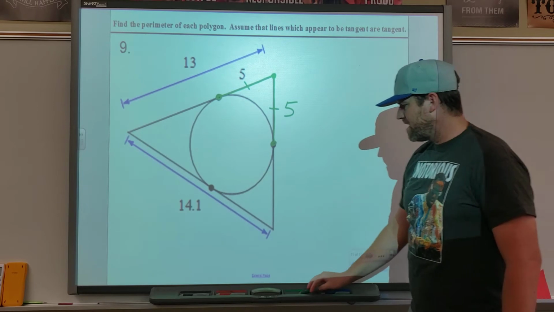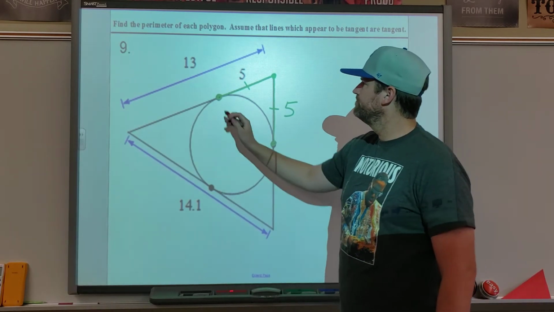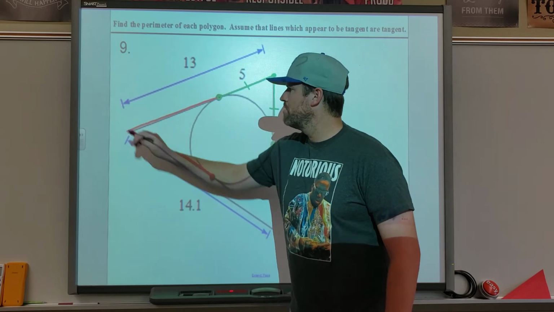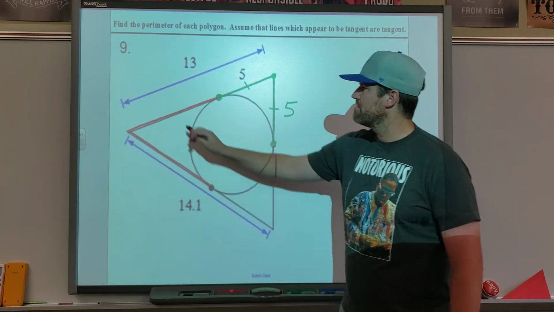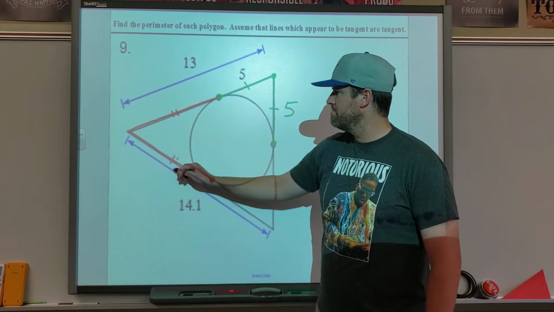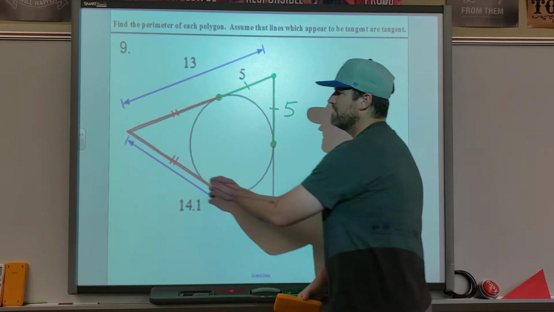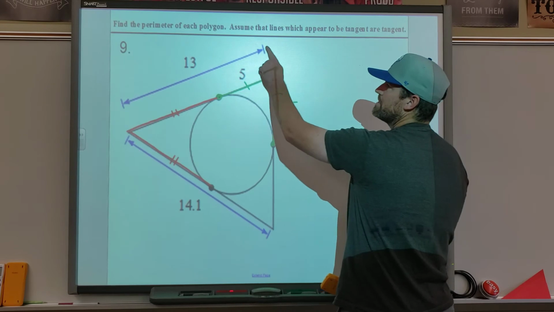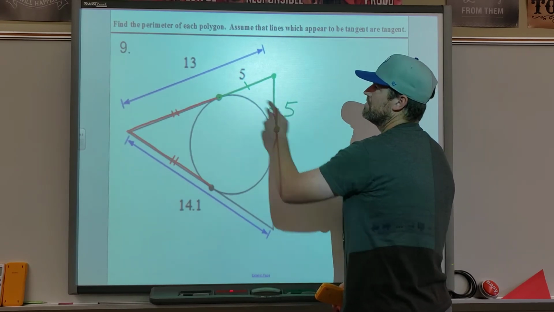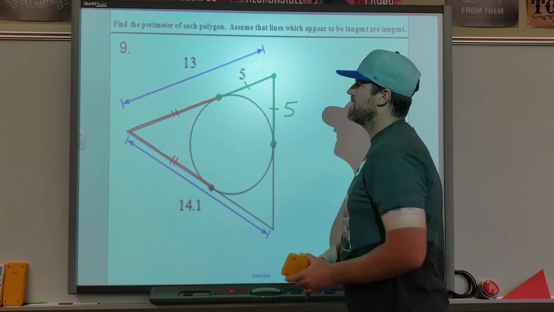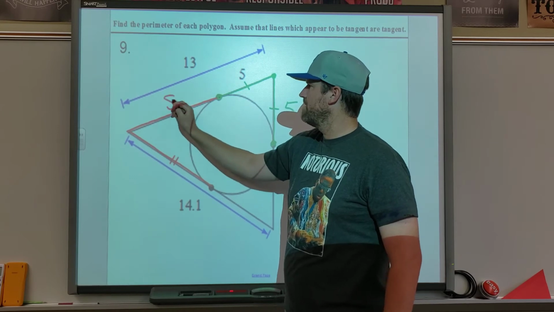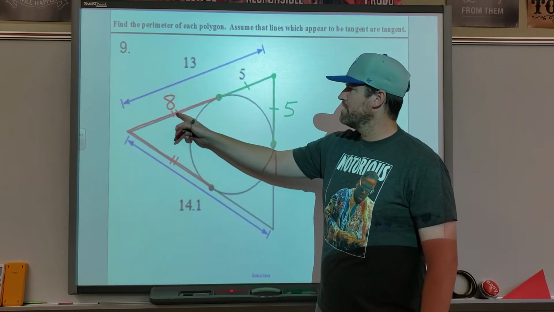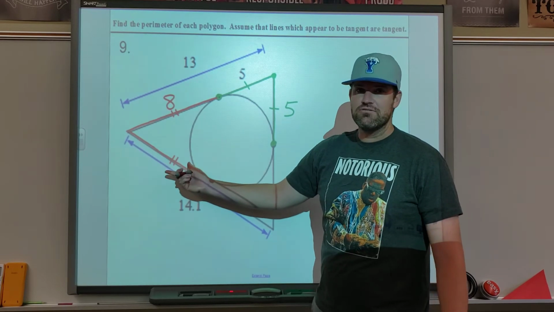And now I can do the same thing all the way around the circle. I know that these two tangent segments will be the same length, right? So this one will be the same length as this one. And I wasn't directly given that length, but I do know that this whole segment is 13. So if I take away the 5 I already have, that means that we have 8 right there. Which if this segment is 8, this segment is also 8.